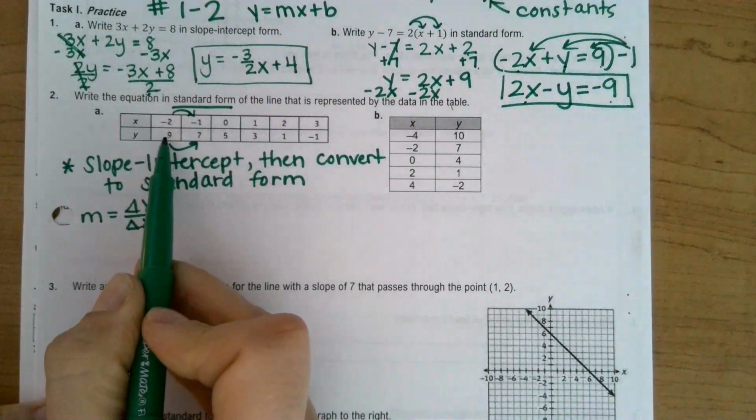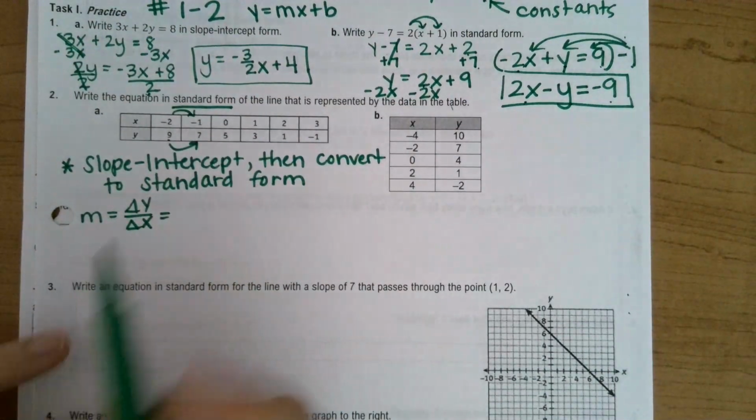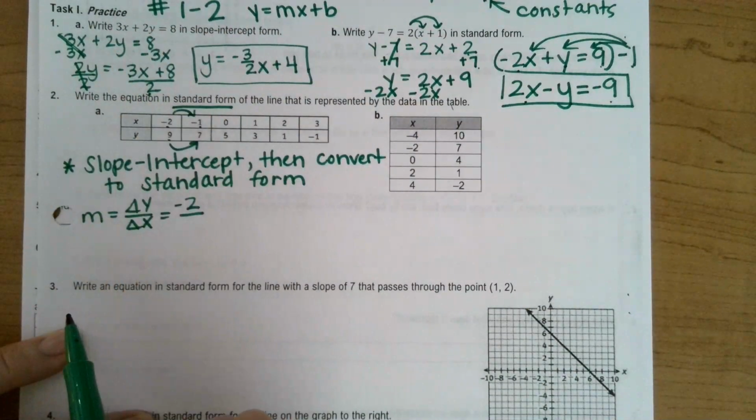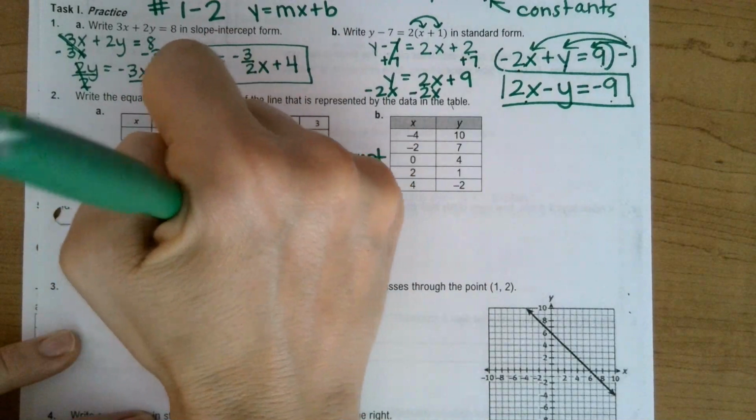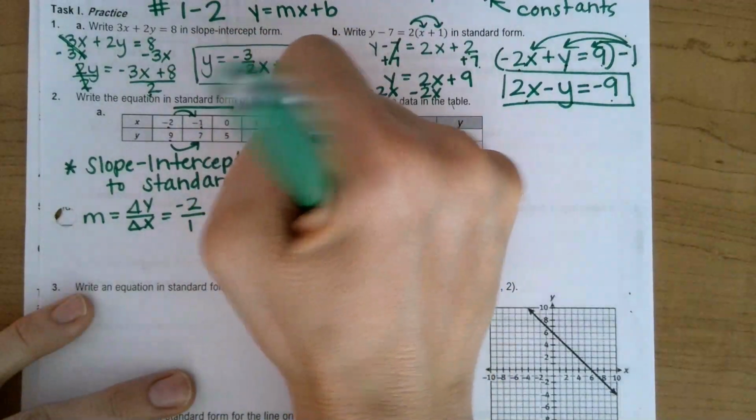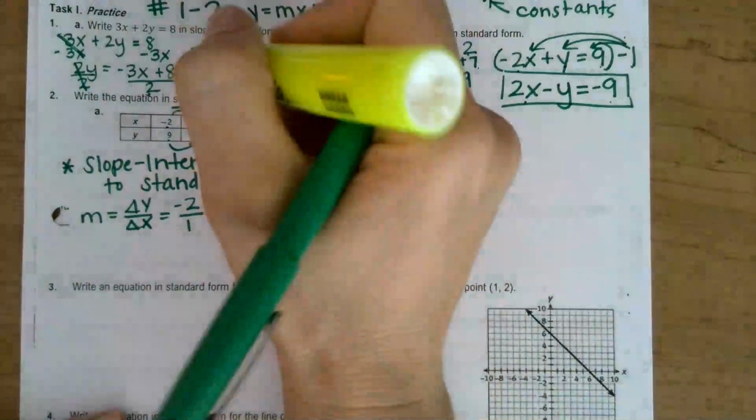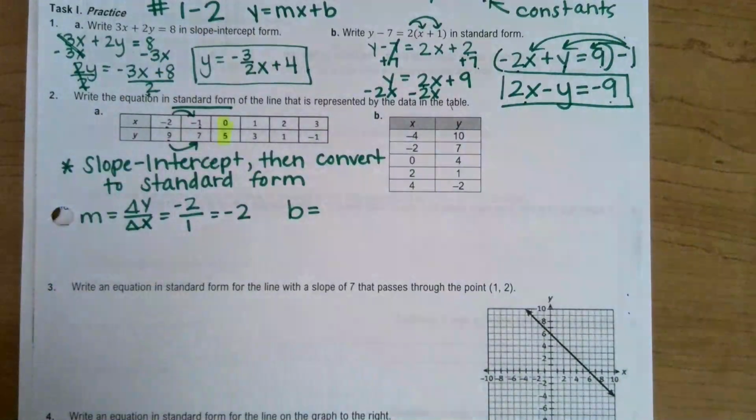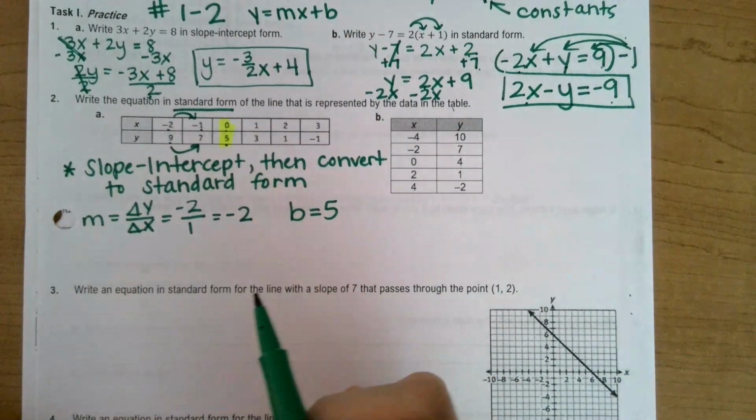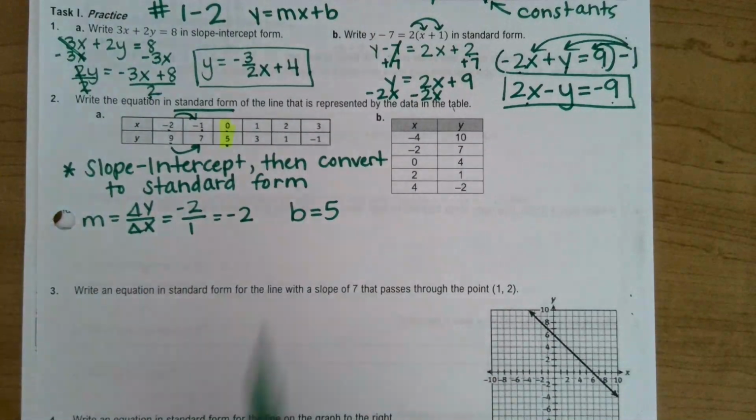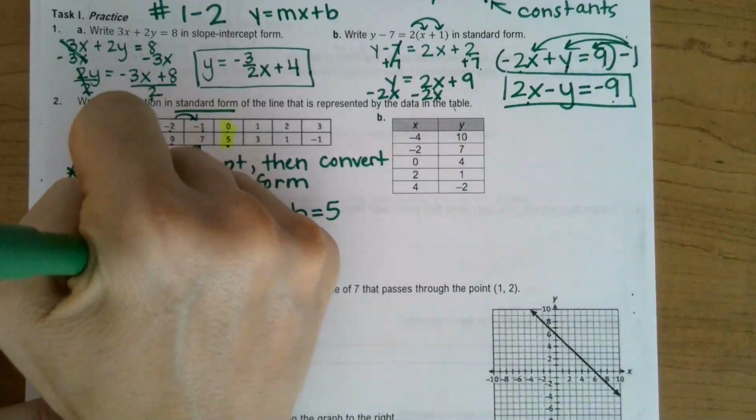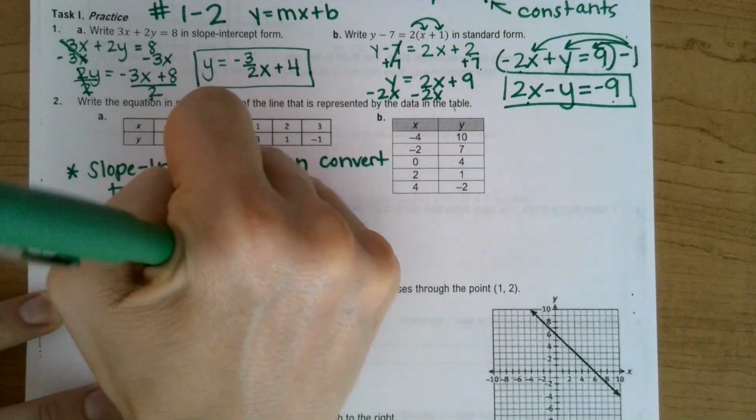So what's happening from 9 to 7? Subtracting 2. And what's happening from -2 to -1? Adding 1. So your slope is -2. What is our y-intercept? 0, 5, so b equals 5. So remember, just look for where x is 0. That y value is your b value. So slope-intercept form would be y equals -2x plus 5.